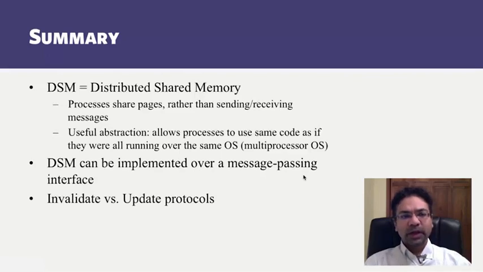So we've discussed distributed shared memory where processes share pages instead of sending and receiving messages. This is a useful abstraction to write code where if you've written code for processes that share the same memory over one operating system, now you can simply take the same code and run it over a distributed shared memory system where these processes are instead at different machines communicating over a network. So distributed shared memory essentially provides a virtual abstraction of processes sharing pages, while underneath it is running over a message passing network. So distributed shared memory can be implemented over a message passing interface and also vice versa. So these two forms of communication are in fact equivalent.